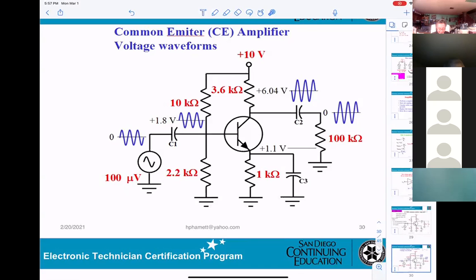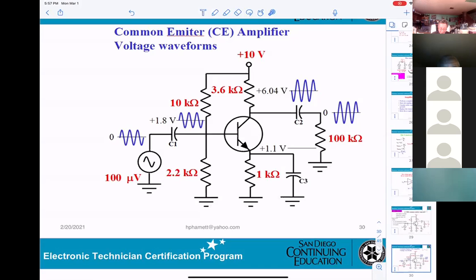Okay? And that will be the same at the collector here. At the collector, you get 6.04 volt DC bias. Also, you can get the sine wave bigger. However, compared to 6 volt, it is still small. So you must set AC coupling.